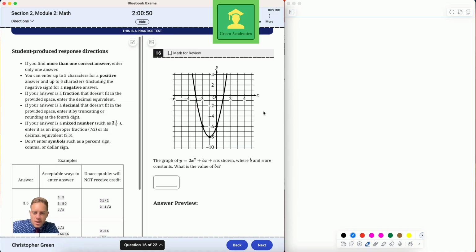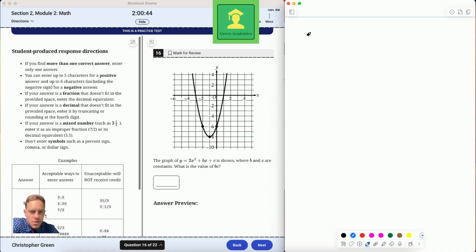The graph of y equals 2x squared plus bx plus c is shown, where b and c are constants. What is the value of bc? So it helps to know that in any quadratic, the axis of symmetry is x equals negative b over 2a. So in this case, the axis of symmetry is obviously just x equals negative 1. So negative 1 is negative b over 2 times 2. So negative b is negative 4. So b itself is 4.